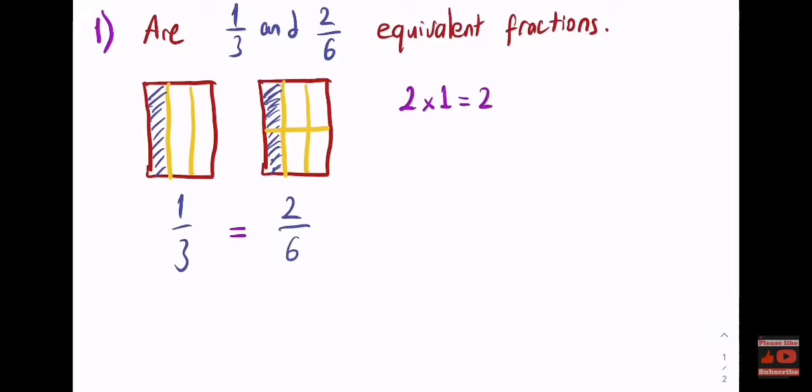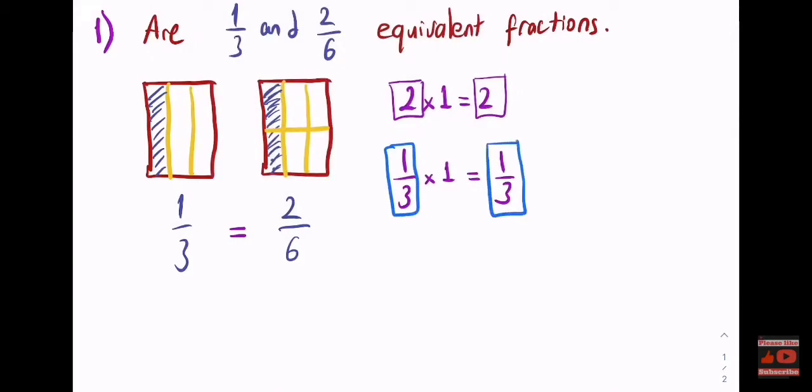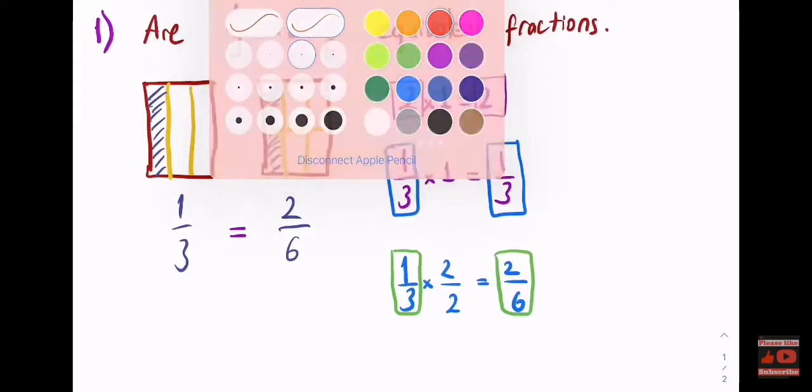Now I'm going to tell you, 2 times 1 equals 2, because 1 will not change the result. 2 equals 2, as you see. And 1/3 times 1 also equals 1/3. Then 1 didn't change the number. 1/3 equals 1/3. What if I use 1/3 times 2/2, and 2/2 is equal to 1? So 1/3 times 2/2 is equal to 2/6. So I can understand that 1/3 equals 2/6 because I multiply 1/3 by 1. 2/2 is 1.